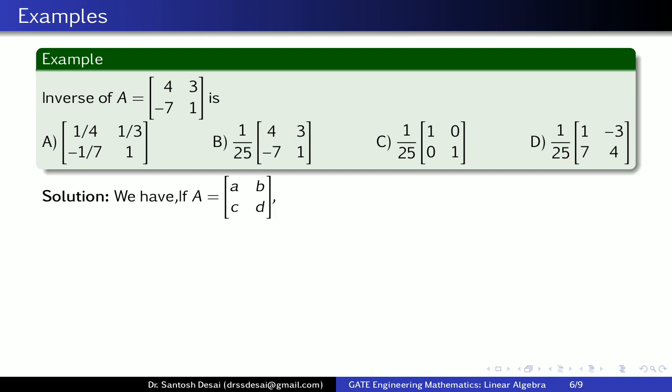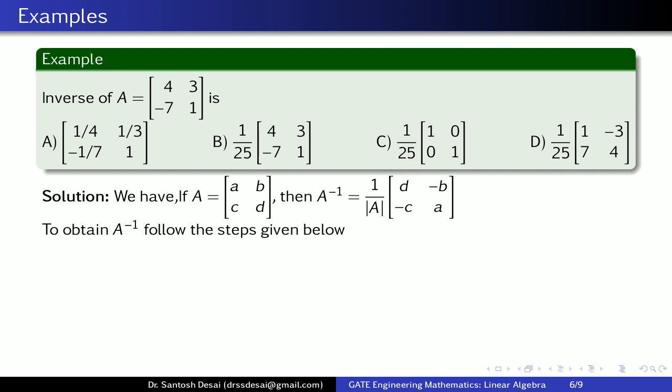We know that if A is equal to the 2 by 2 matrix with entries A, B, C, D, then its inverse is given by 1 upon determinant of A times the matrix D, minus B, minus C, and A. Now to obtain the A inverse, we have to follow some simple steps, and these are nothing but observations of the above matrix A and A inverse. So first we find the determinant of A.